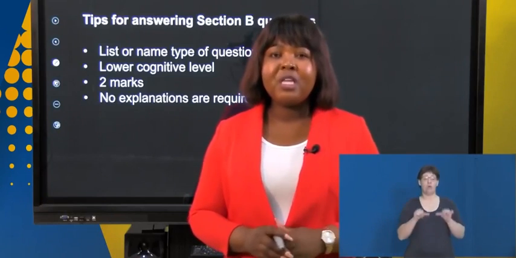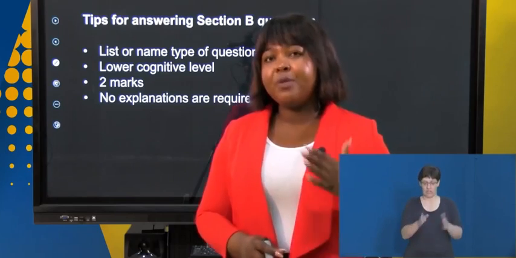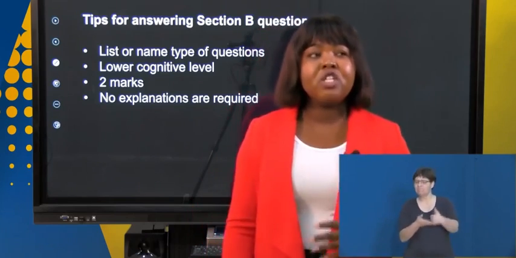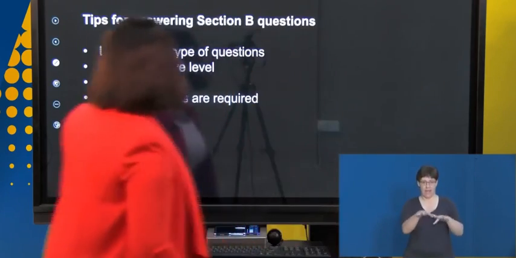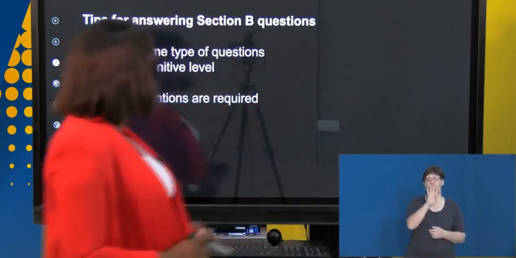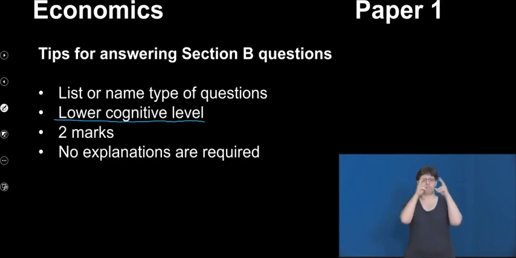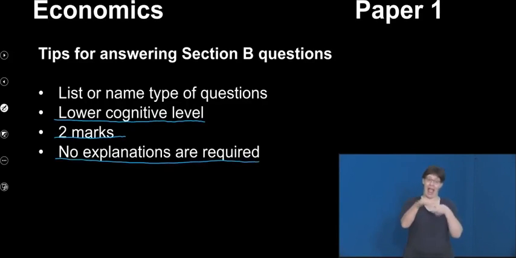We are continuing with our exam guide. Now we are going to be looking at Section B. I'll be helping you guys on how to attempt your Section B in the exam. Right, we start with our list or name type of questions. These questions are normally question 2.1.1, question 3.1.1 and question 4.1.1. These questions are lower cognitive level questions. They are normally 2 marks in the exam. There is no explanation that is required for these questions.